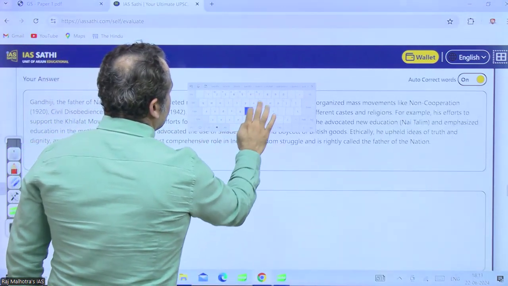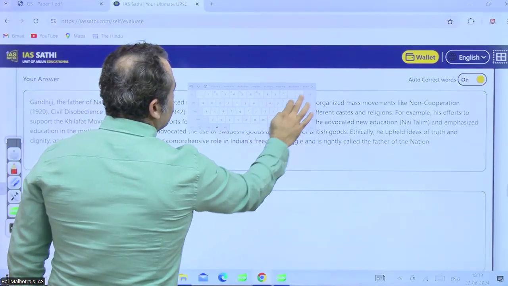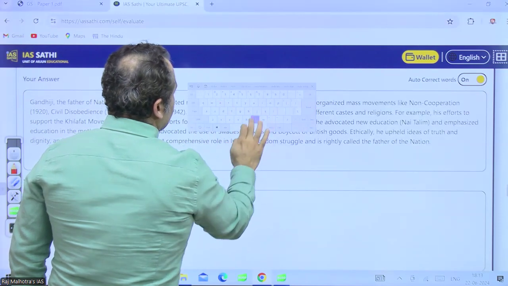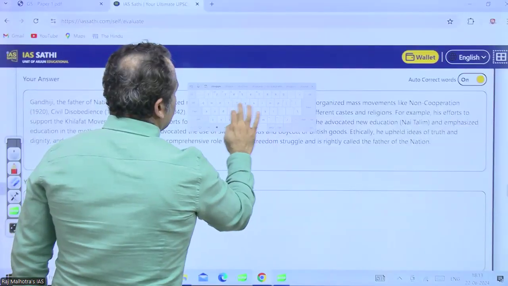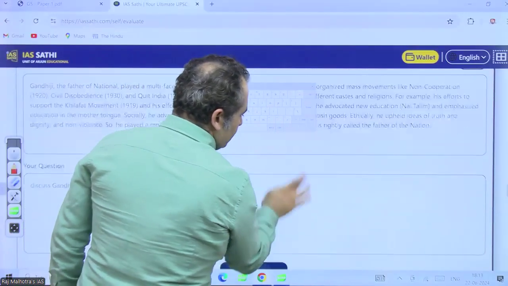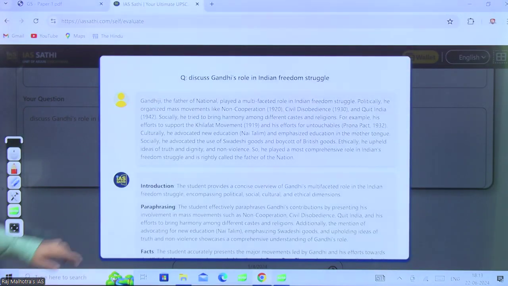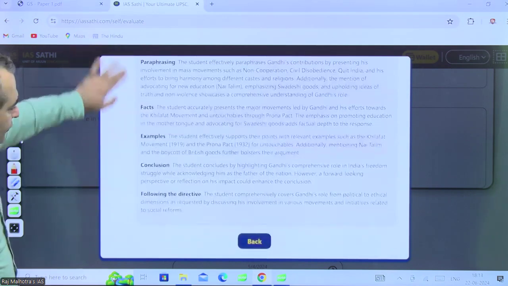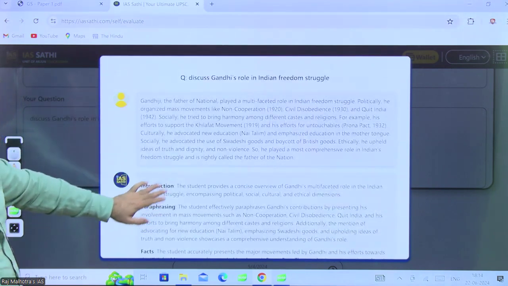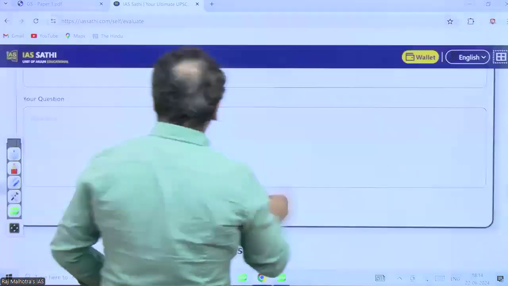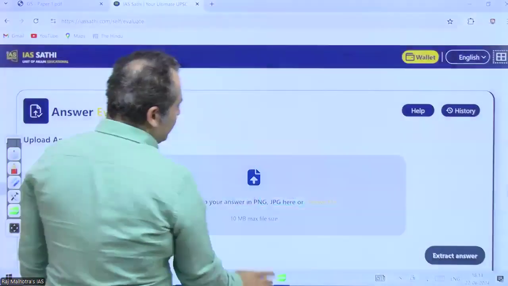Discuss Gandhi's role in Indian freedom struggle. All right. So the question and the answer, here it is, the evaluation of your answer. What more can be added and what is not relevant. Now imagine if I change the question, the app will again give you a different kind of explanation.